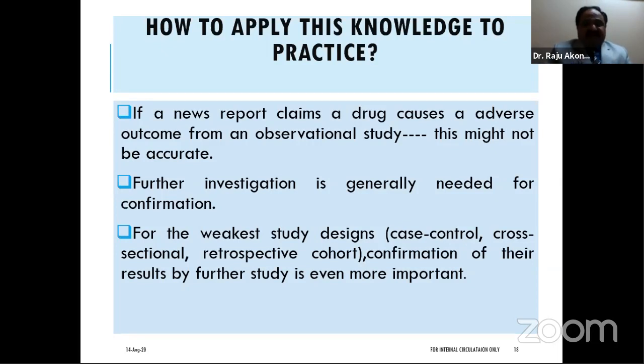For the weakest study designs like case control, cross-sectional, and retrospective cohort, confirmation of the results by further study is even more important. So you have some published data based on case control. Don't believe it. Wait until you get the experimental study, right? If there is a possibility.